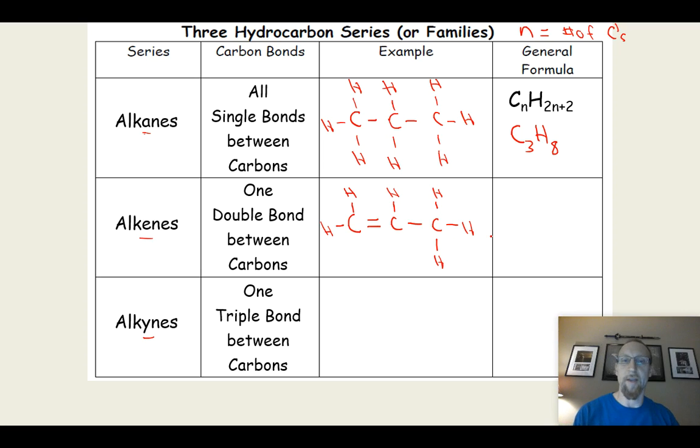But now how does that affect our general formula? We lost two H's. So take away two H's. Our general formula is simply CnH2n. So does that match up, right? It's C3H, 2 times 3 is 6. And if we count, we have 6 H's. That's it. And the last one is an alkyne. So now instead of a double bond, we've got a triple bond.